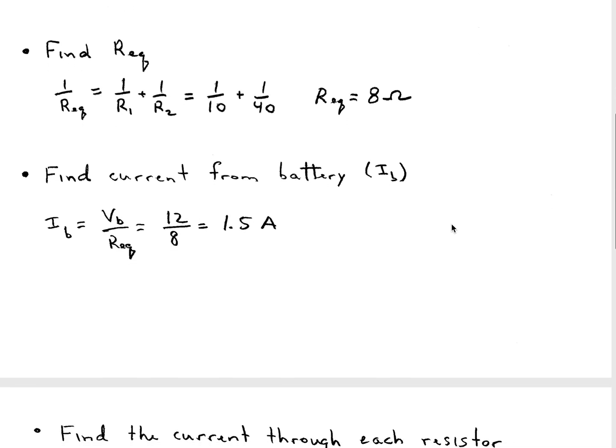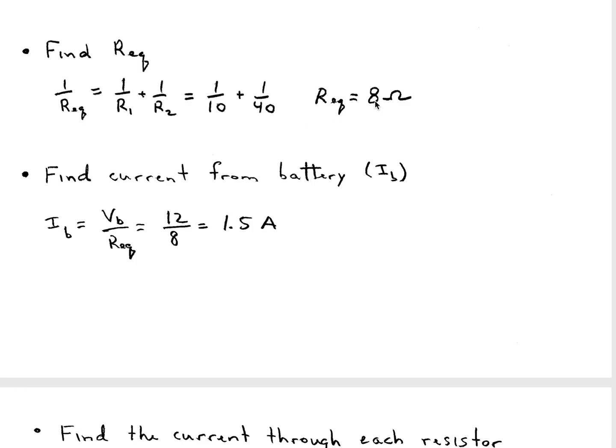The next step is to find the equivalent resistance. For a parallel circuit, this is equal to the sum of the reciprocals of the resistance. Here I've shown the calculation and the result of 8 ohms. The calculation is most easily done using your calculator and the x to the -1 key.